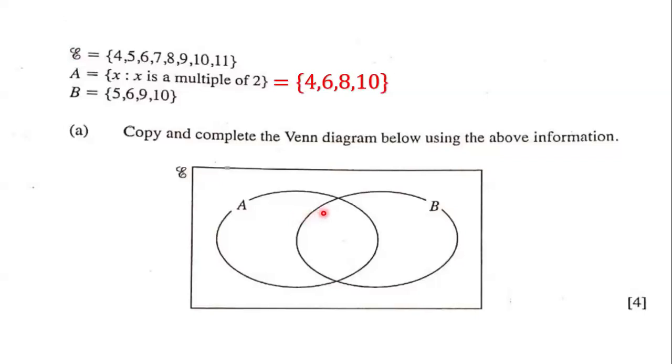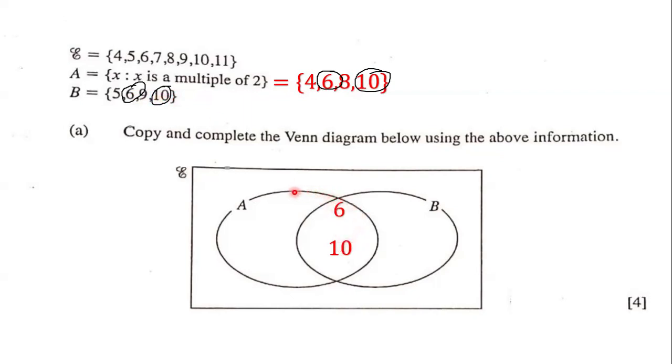Now, what goes in the intersection? The intersection is going to be those elements that are in both B and A. If we look carefully, 6 is in A, but 6 is also in B. We also note that 10 is in A, but 10 is also in B. And so that means that the intersection will contain two numbers: 6, because 6 is in both set A and set B, and also 10, because 10 is in both sets. So this is the intersection, 6 and 10.